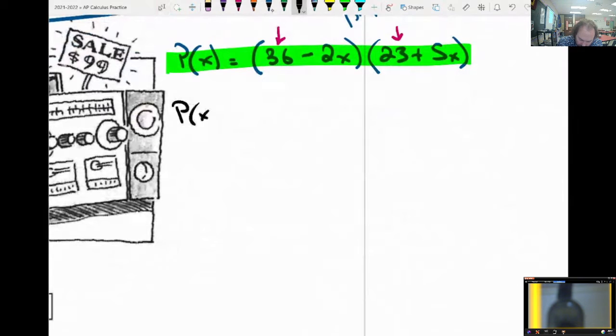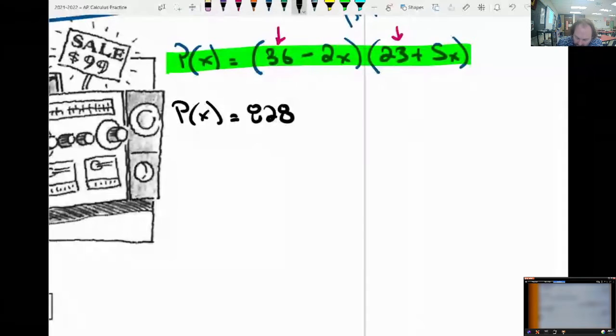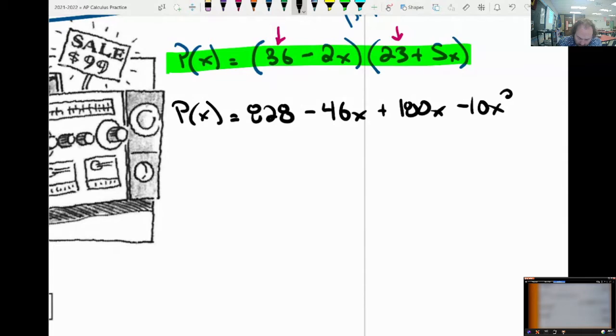We're just going to kind of fly through it. The first thing we've got to do is actually expand this out. 36 times 23 is going to give us 828, minus 46x plus 5 times 36, which is 180x, minus 10x squared. And our objective here is to make this equal to 0, because that's the original profit function: P of x equals negative 10x squared plus 134x plus 828.